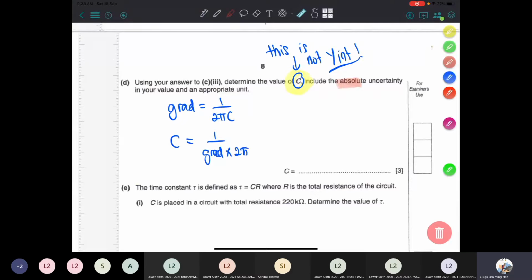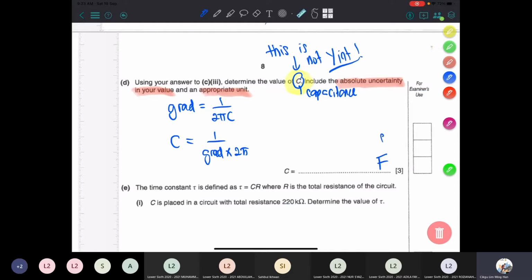And then you will be asked to include the uncertainty of your value and the appropriate unit. Now, I saw that some of you still look at the gradient, the unit from the axis. Remember I told you last time, in order to know the unit, you look at the front page. C is capacitance, yeah. It's already mentioned in the front page. So the unit must be farad. You don't need to do so much work.